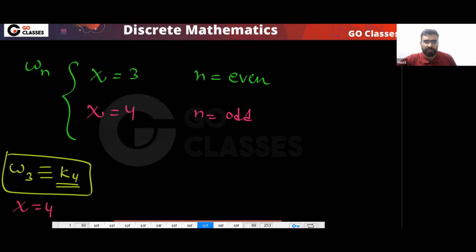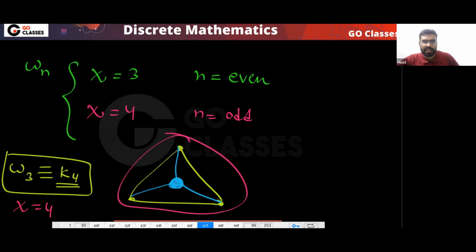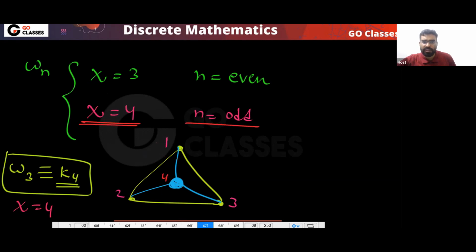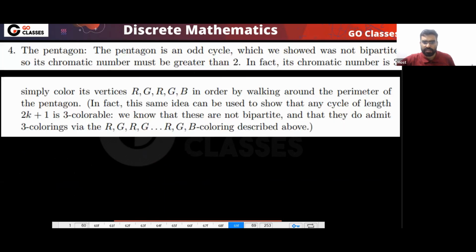Okay, so very simple. This is your W3. Your W3 is actually like this. Now you can notice that this color I cannot reuse. If I give this color here, I cannot reuse this color. For the outer cycle, I need three colors, because the outer cycle is an odd cycle. And the middle color I cannot reuse. So that is the reason when n is odd, you will need chromatic number equal to 4. And when n is even, then the chromatic number will be 3.